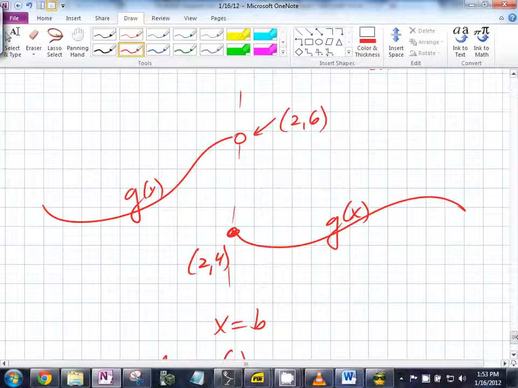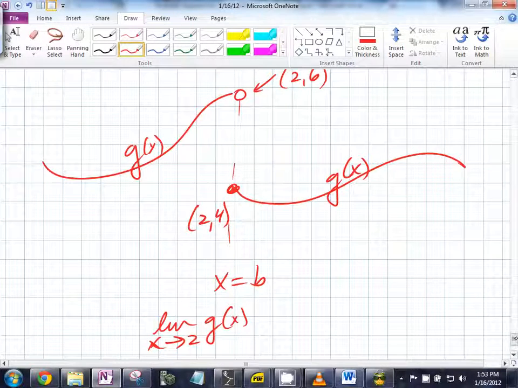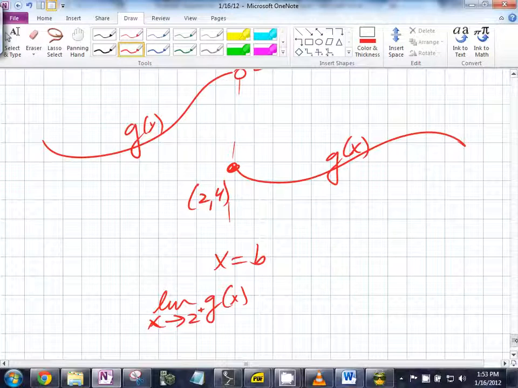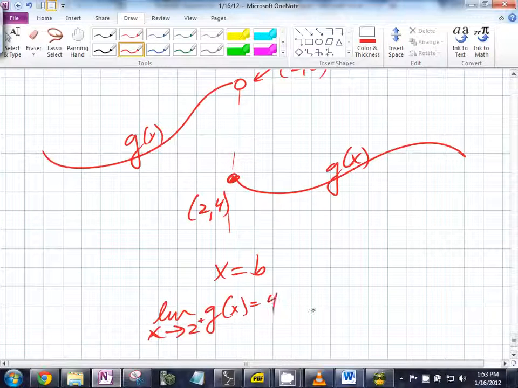So again, does the value need to exist? No. Could there be an asymptote? Yes, absolutely. But you can come from the left or you can come from the right. But for the limit to exist, the left hand and the right hand limit have to be the same.